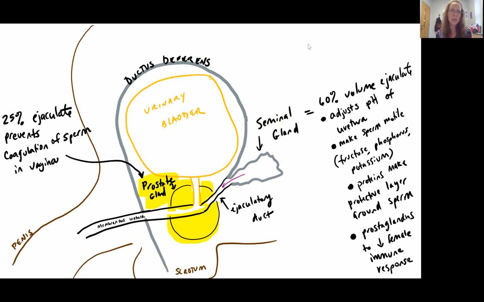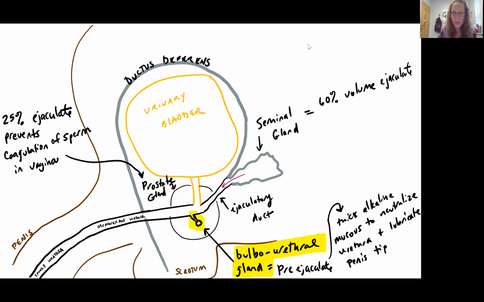From there, we see that we're entering into the membranous urethra, which will be passing through the prostate gland. The prostate gland is also producing some of the fluid in the ejaculate, about 25% of the ejaculate. And the key job here of this fluid is to prevent coagulation or clumping of the sperm once entering the vagina. There's a third accessory structure that's called the bulbo-urethral gland or Cowper's gland.